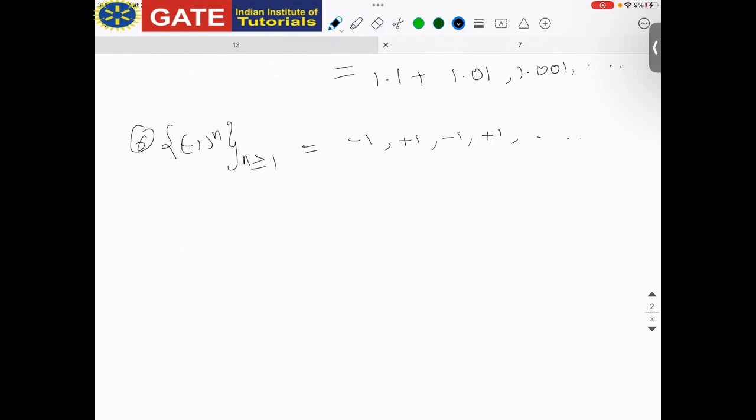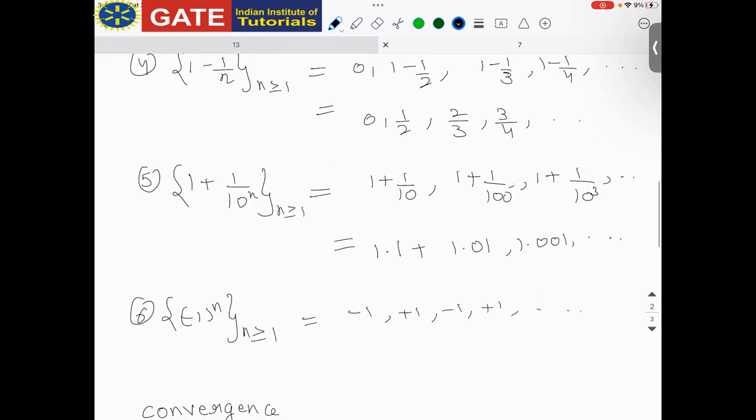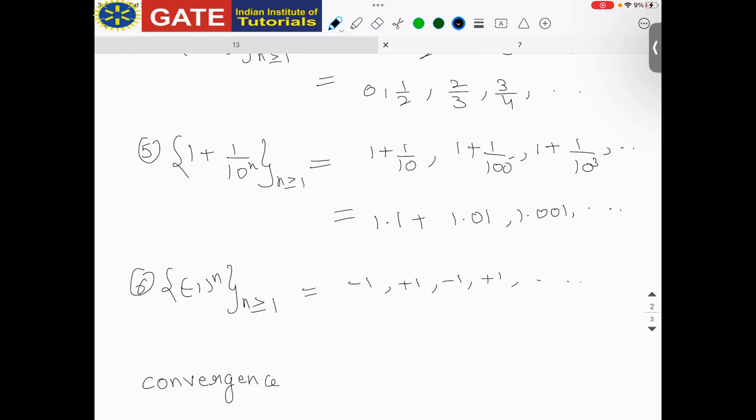Now, convergence of a sequence. Akash, just show me the fifth sequence, please. Yeah, fifth. I was just noting down. Thank you. Thank you, Akash. That's all.